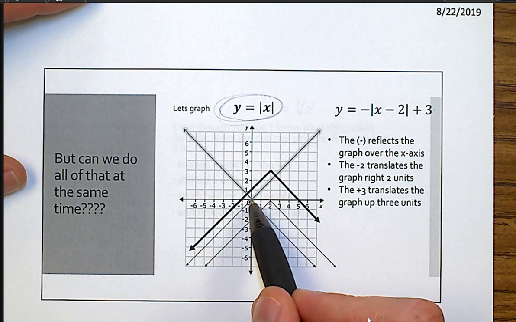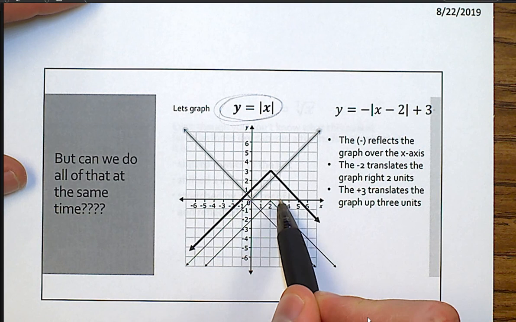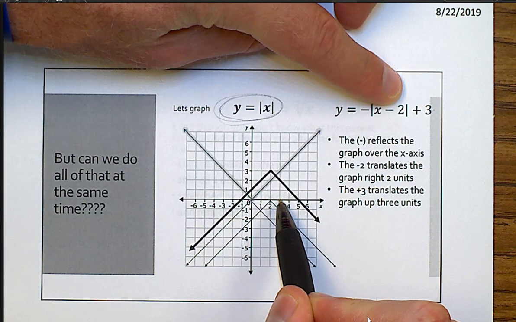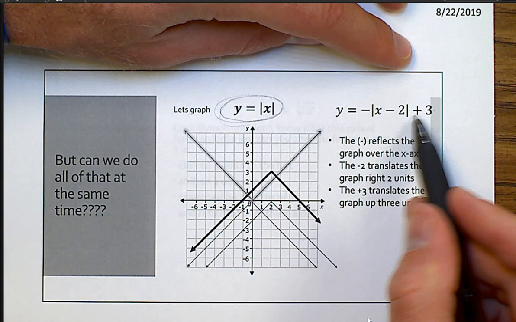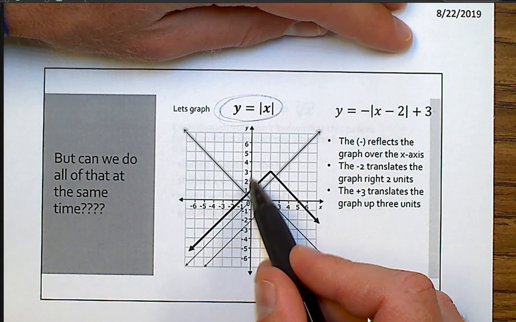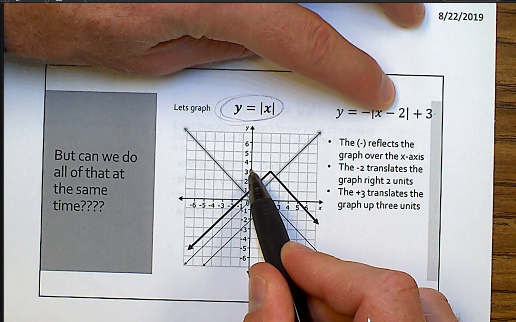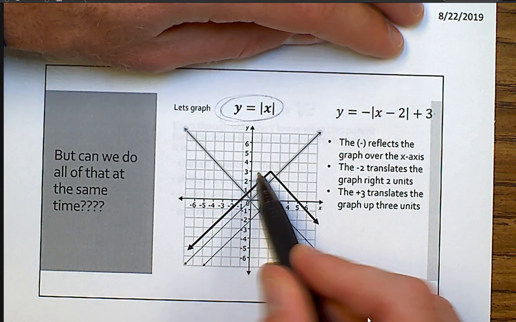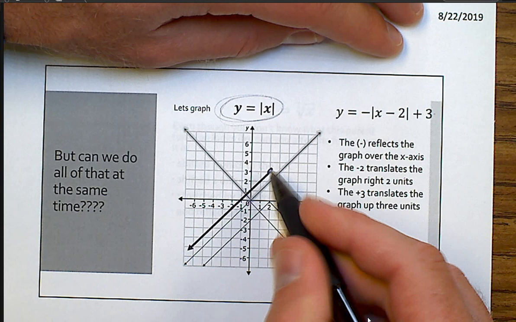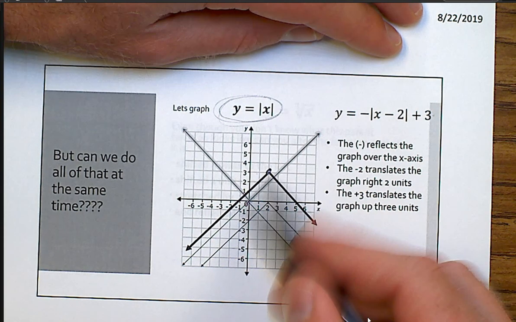So 1, 2, 3. Or excuse me, I said plus 3. So we got to go up 3. 1, 2, 3. There's a negative 2 inside the parentheses. So that's going to move it to the right because we got to think opposite. 1, 2. Okay? In this thicker, bold, black line, that's the graph of this right there.